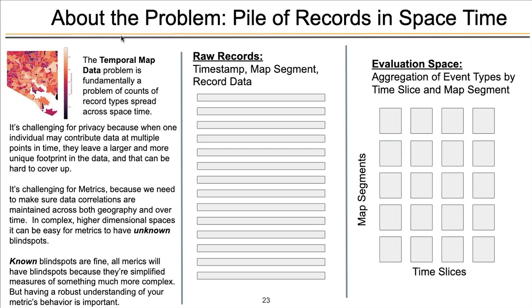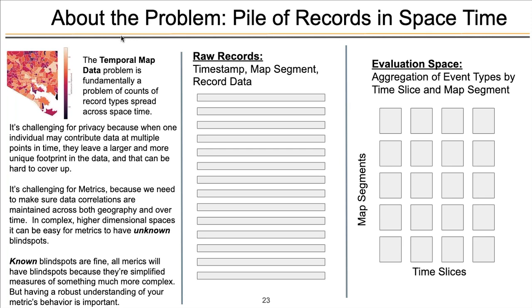All right, so thinking about this problem, the temporal map data problem is fundamentally a problem of counts of record types spread across space and time, right? So when you're going to look for that other data set, what you're looking for is something that has timestamps and map segments. And what you're looking to evaluate on is how well it maintains the distribution of that data across time and across the map segments, right? This is the animated maps. This is epidemiology. This is advertising. It's all variety of things where we're analyzing how data changes across a geography and over a period of time.